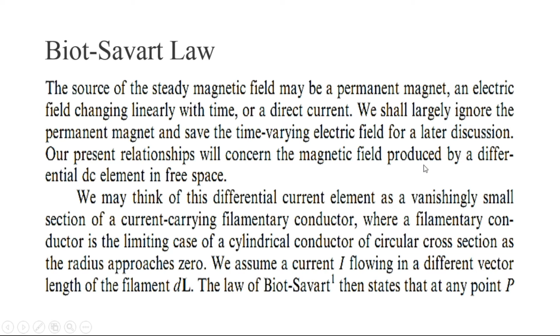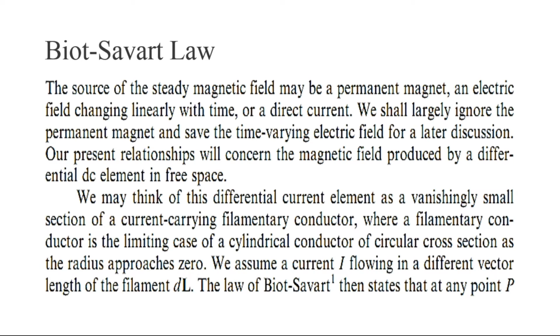The source of steady magnetic field may be a permanent magnet, an electric field changing linearly with time, or a direct current. We shall largely ignore the permanent magnet and save the time varying electric field for a later discussion. Our present relationships will concern the magnetic field produced by a differential DC element in free space.